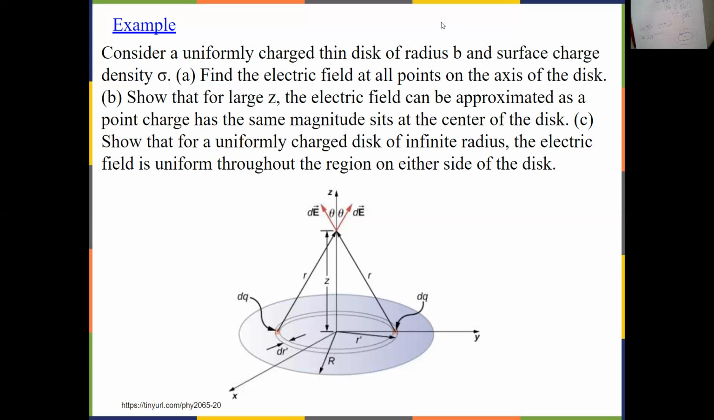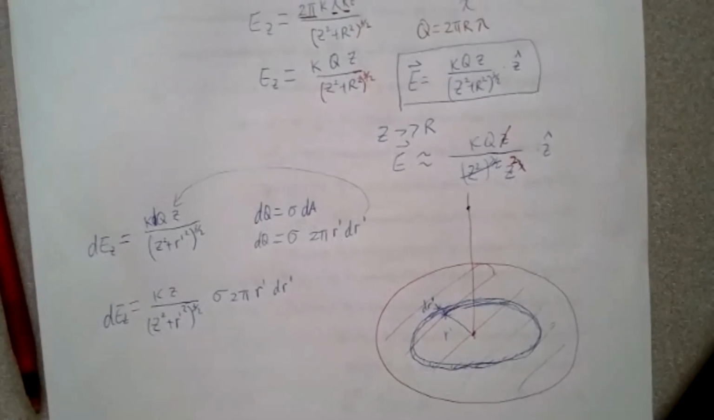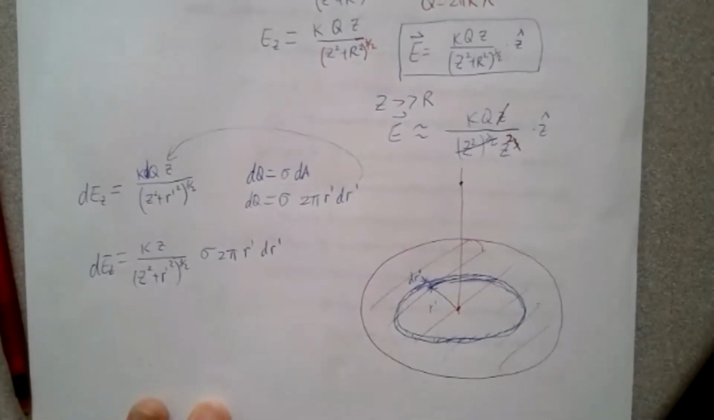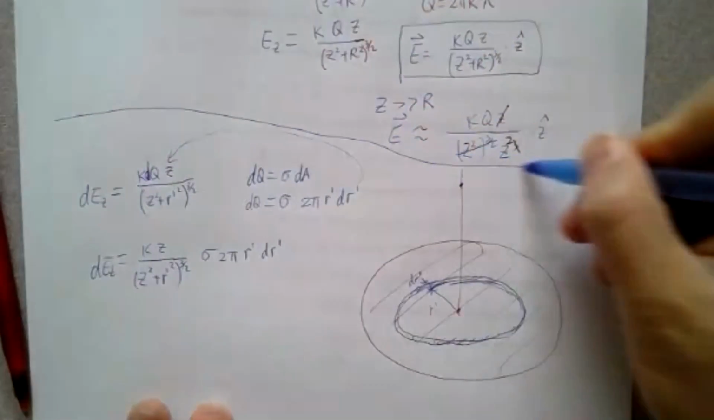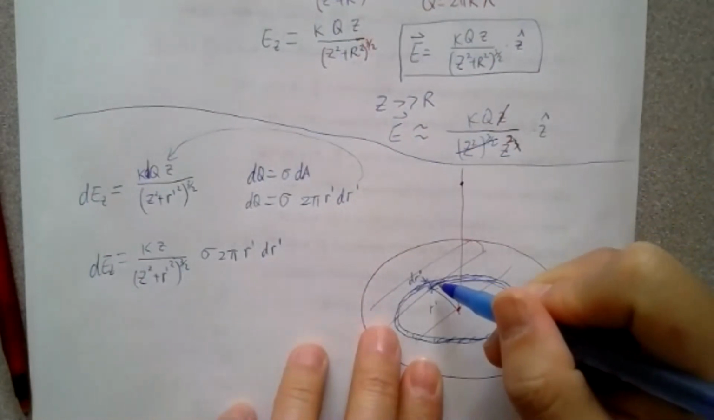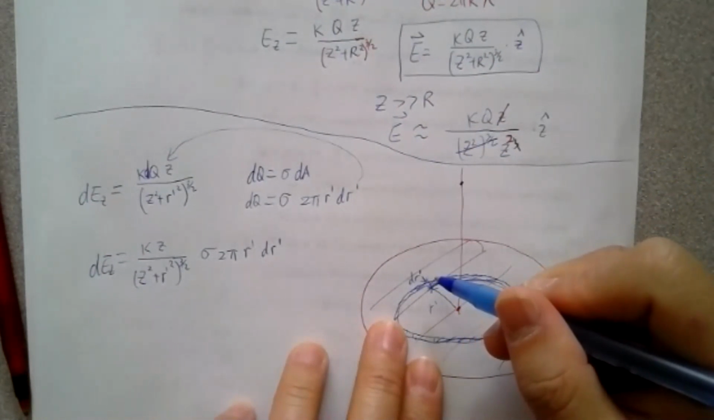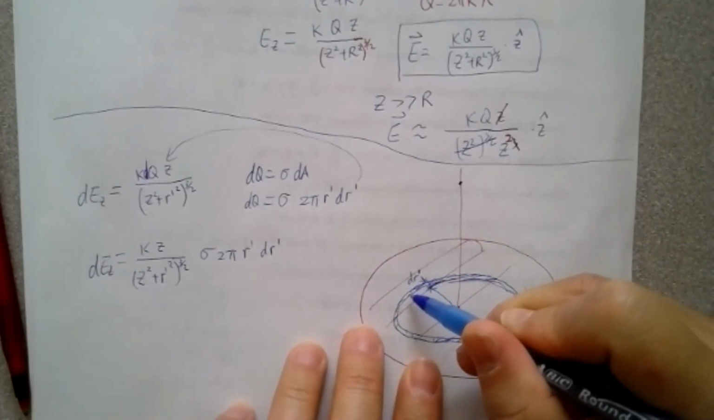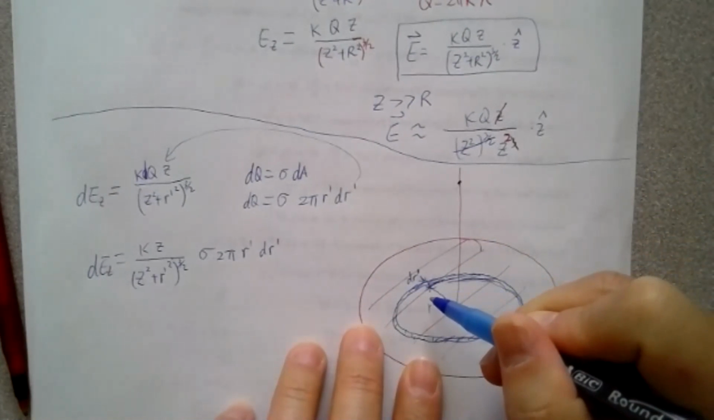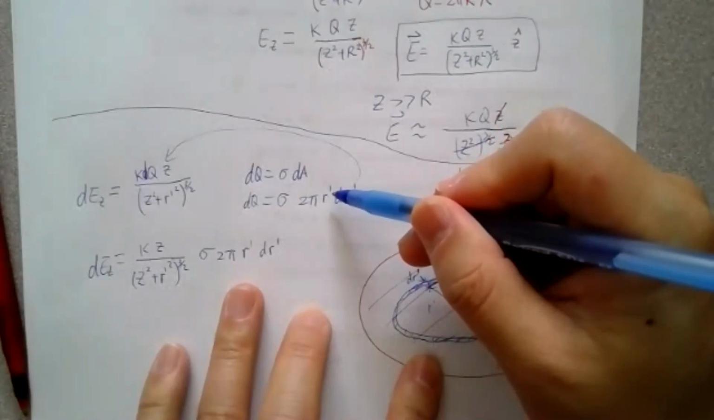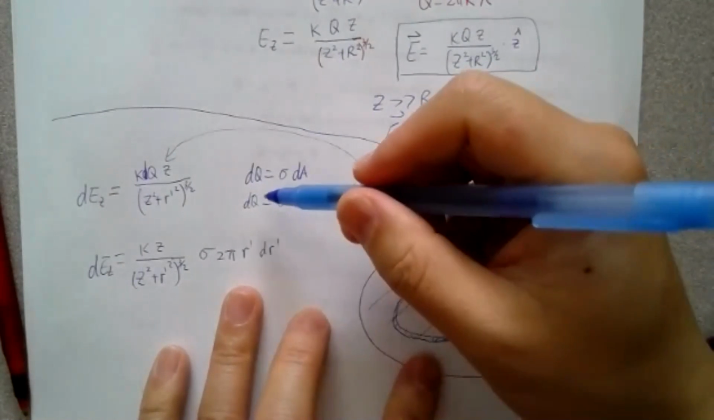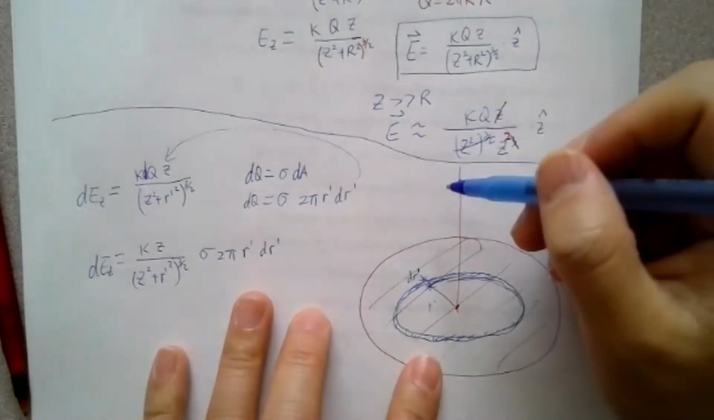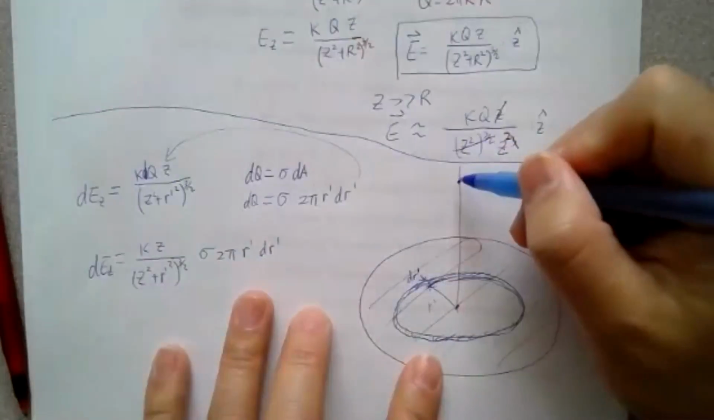Let me stop sharing here so you can see a larger view on your end. We are basically taking a ring of thickness dr, and its circumference is 2 pi r prime. So the area of this small ring is 2 pi r prime dr prime. That gives you the charge on this small ring, and that will give you the electric field at that point.